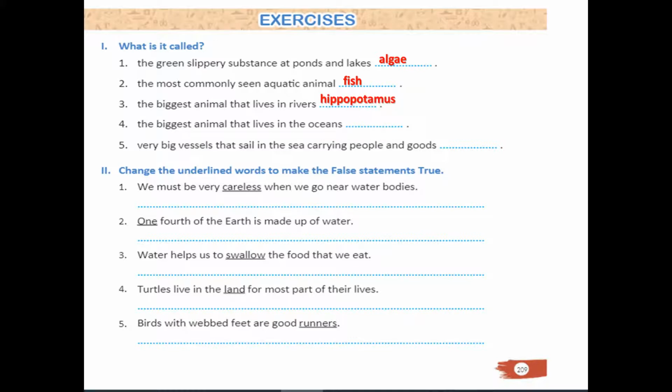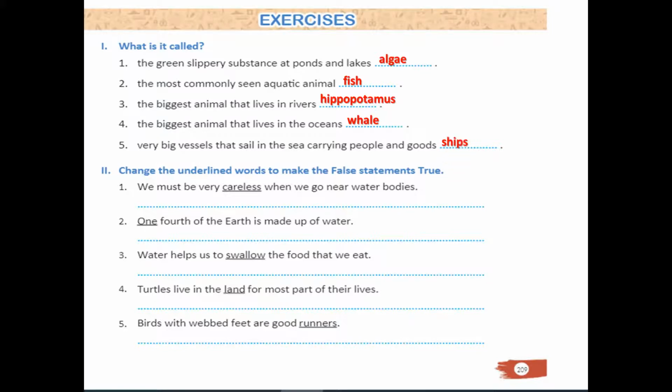Okay, the biggest animals that live in the ocean. So it will be whales. Yes, very big vessels that sail the sea carrying people and goods. So what I said in the previous time, when there were no railway tracks, no roads, then we used water as a means of transport. So it will be ships.